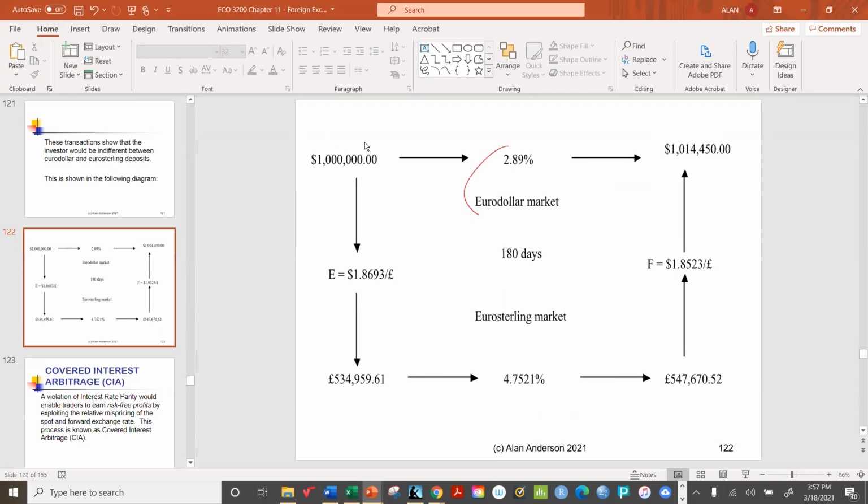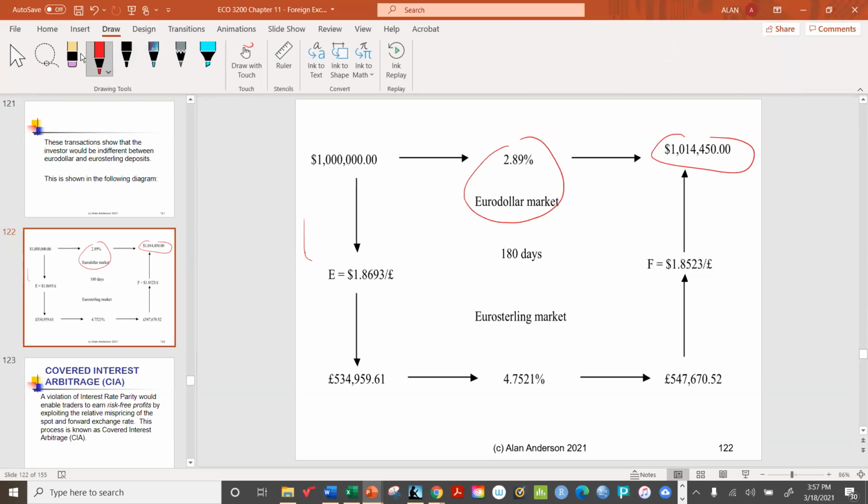Either we invest in the euro dollar market for 6 months and we end up here, or else we bring our dollars to the euro sterling market after converting them into pounds. And these are the same numbers we had before, by the way. And this 534,959 pounds is invested for 180 days at the euro sterling rate, which will give us this much in 180 days. We now agree to sell them through this forward contract at this forward exchange rate. And if you multiply these together, you'll end up with exactly $1,014,450.